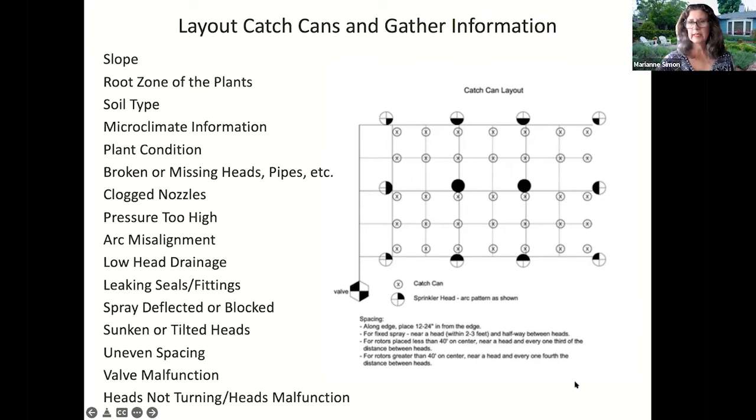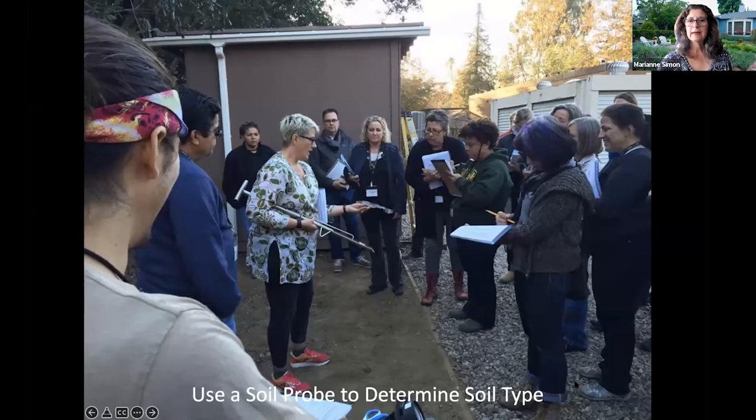All of that you put in place, and you get ready for your catch can test. We can't stress enough the importance of knowing what is happening with your soil, the soil type, the soil condition, the root depth, etc.